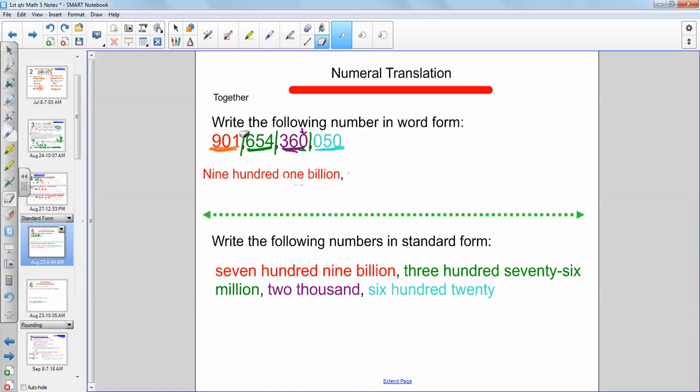Now I'm looking only in between my two hash marks here. So how do I say this number? I say it 654. And we know it's going to be millions because it's in the millions period. So it's 654 million. Now I'm going to look only at the purple. So how do I say that number only in the purple? 360, and this is in the thousands, so it's going to be 360,000.